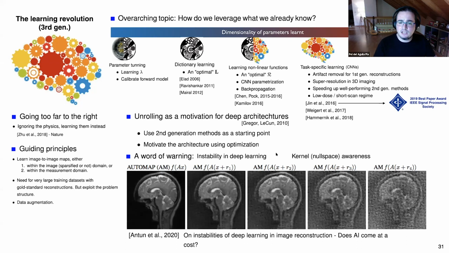And here, the authors propose that this is due to something called kernel or null space awareness, in which while second generation methods used to always know very well the kernel or null space of your imaging operator, deep neural networks don't. And basically, the authors have theorems in which they can prove that wherever you do, basically they can find an example that creates these effects.